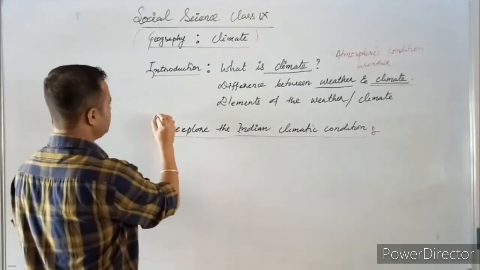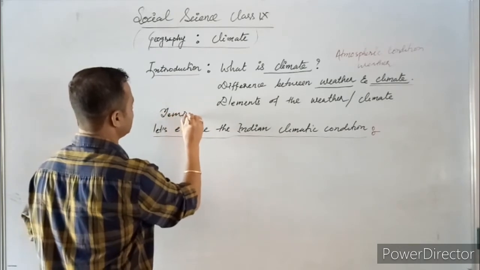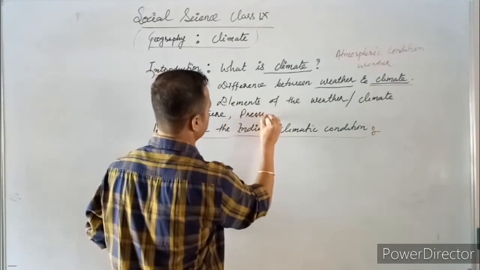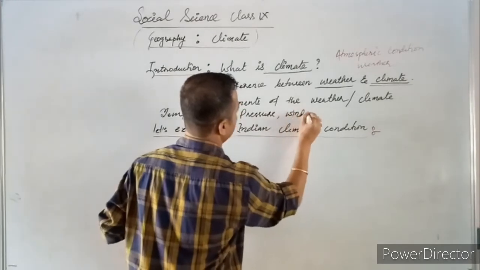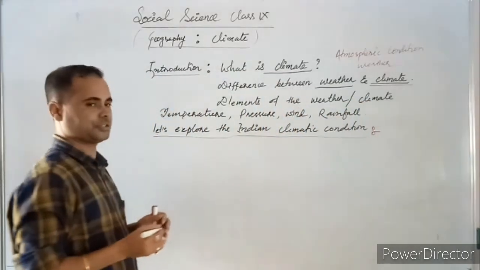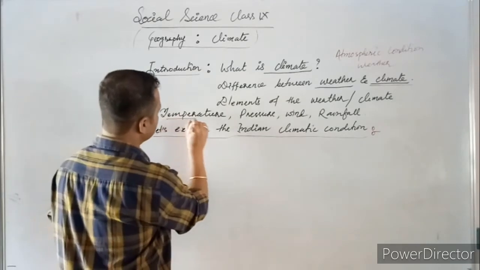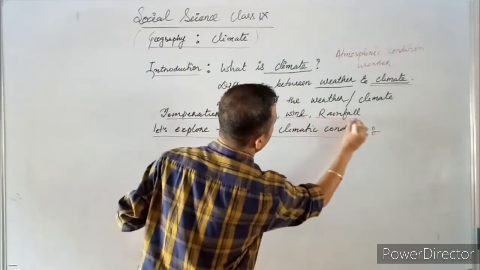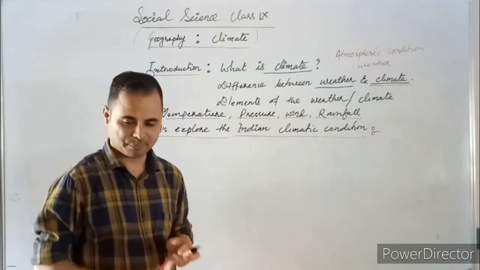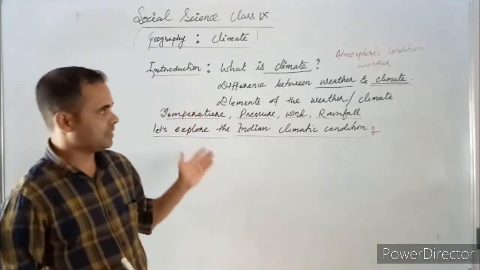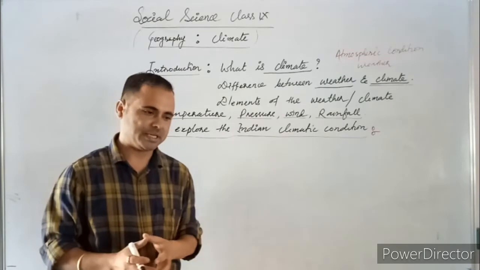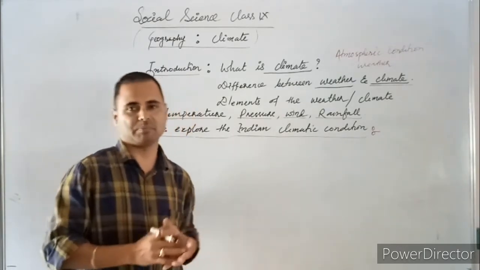These elements are temperature, pressure, wind, rainfall. These are the elements of the climate as well as weather. If these are the elements of the climate and weather, then why, if you see the Indian climatic conditions, do they vary from one place to another place?